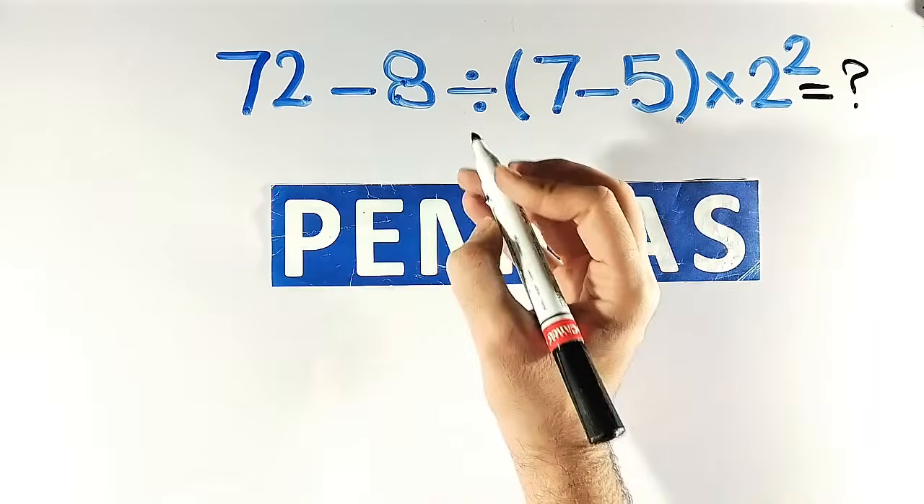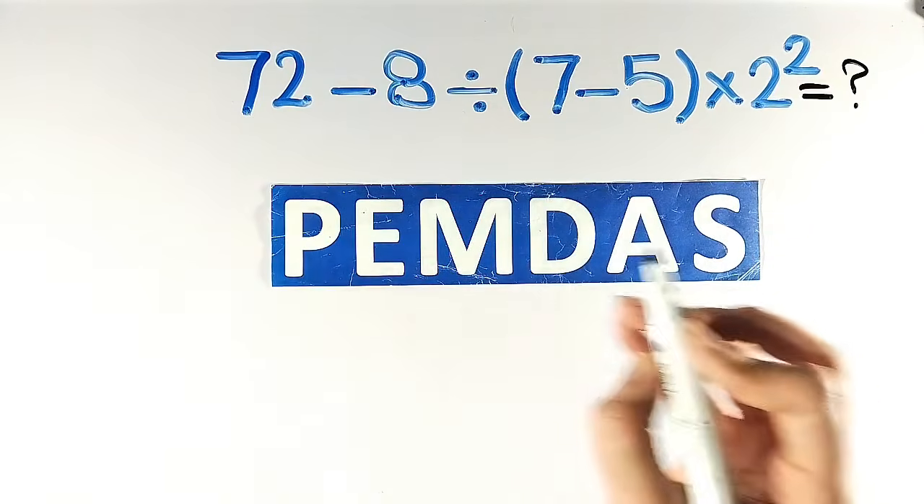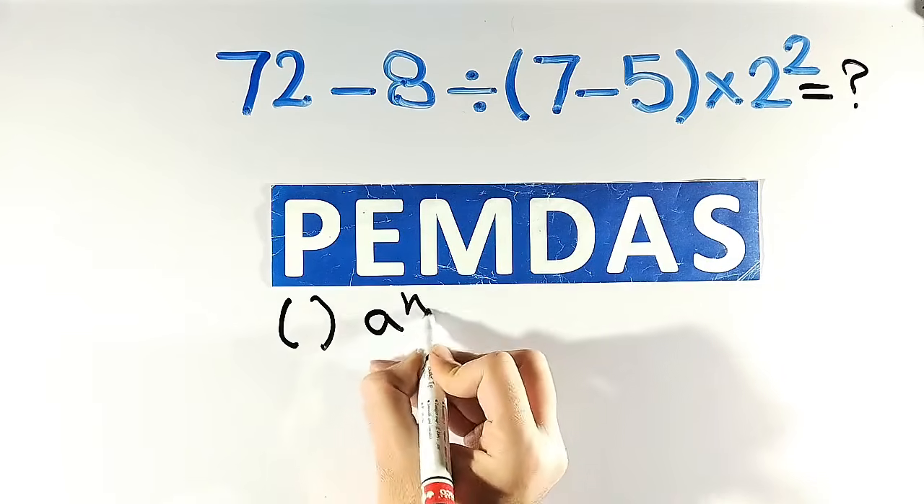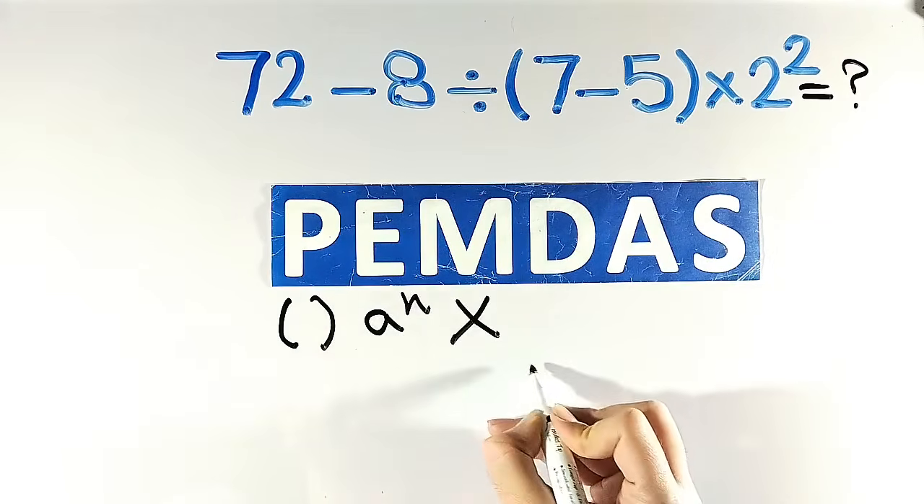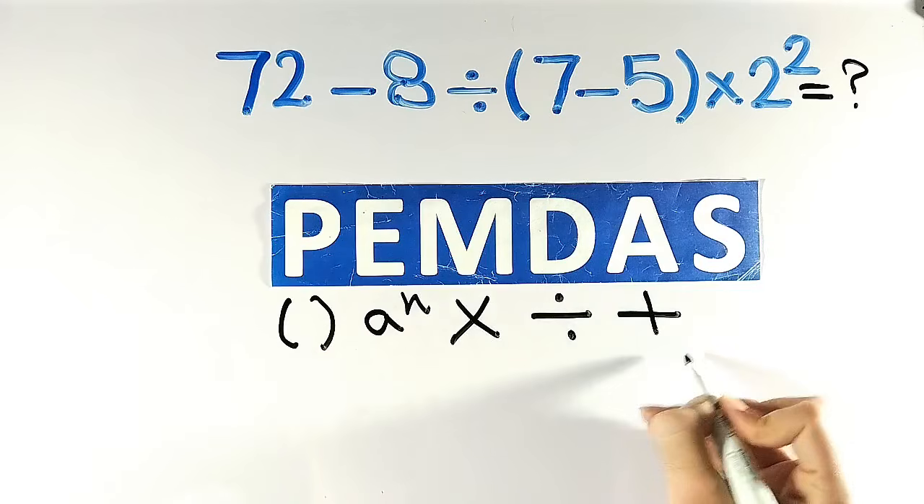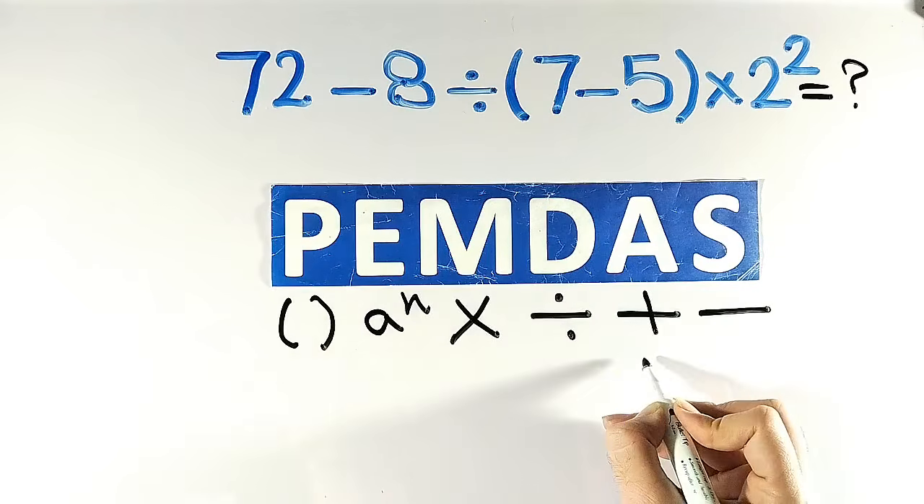Alright, now let me show you how to solve this expression properly. To solve this question, we must follow the PEMDAS rule. In this rule, P stands for parentheses, E stands for exponent, M stands for multiplication, D stands for division, A stands for addition, and S stands for subtraction.